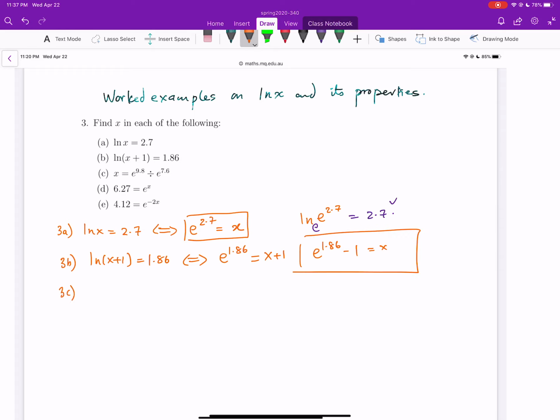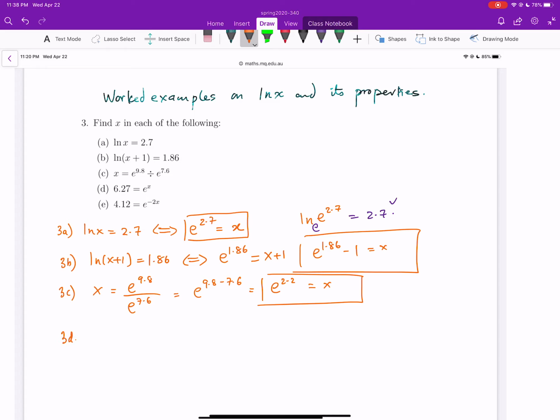Let's look at 3c. In 3c, it feels like you need to use a log, but you don't. It's just trying to see if you can still remember your exponent rules. So I have x is equal to e to the 9.8 divided by e to the 7.6. Well, when you have the same base, rules of exponents tell us that we need to subtract the powers. So this gives me e to the 9.8 minus 7.6, which gives me e to the 2.2 equal to x. So that is the value for x.